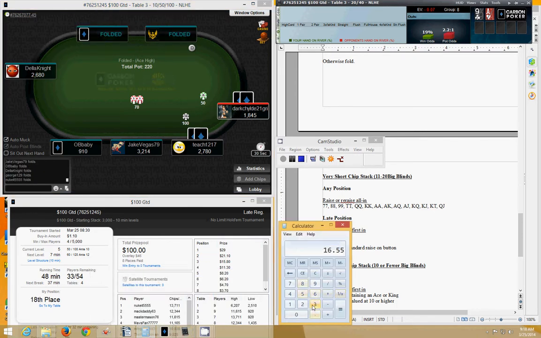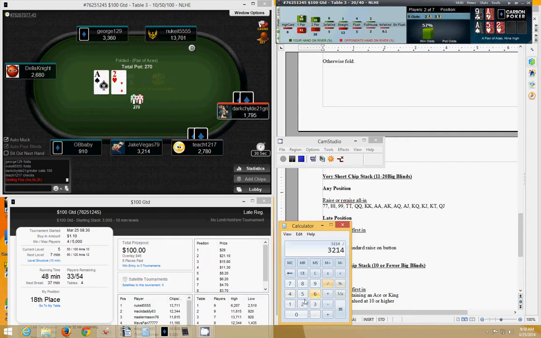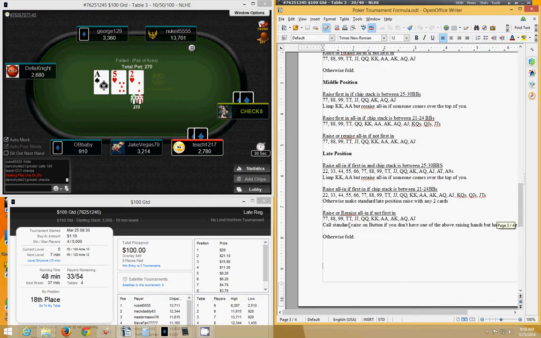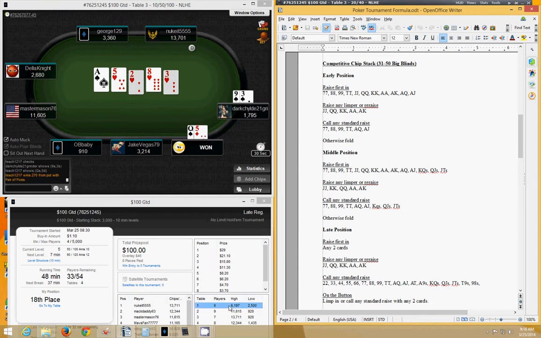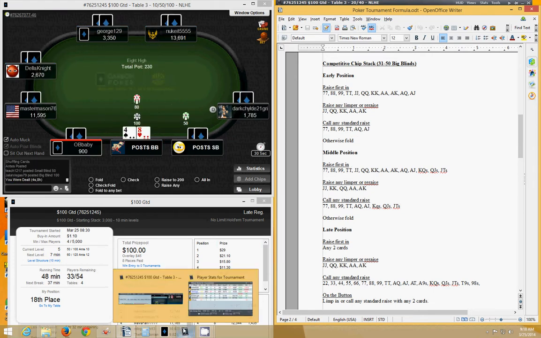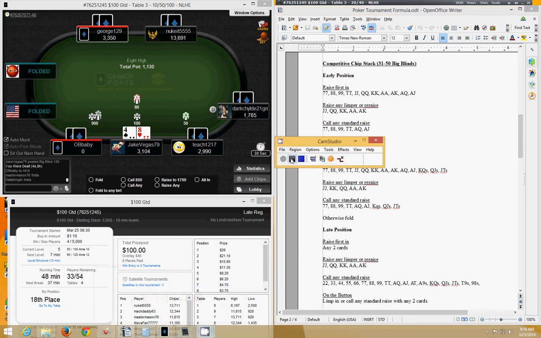Let's take a look at where we are in relation to the blinds. We have 32 big blinds, so that's good. Puts us back at a competitive chip stack, and this is the strategy for a competitive chip stack. We like that. It's good to be in this range. Longer is even better, but for now it's better than being very short stacked, which is where we were previously.